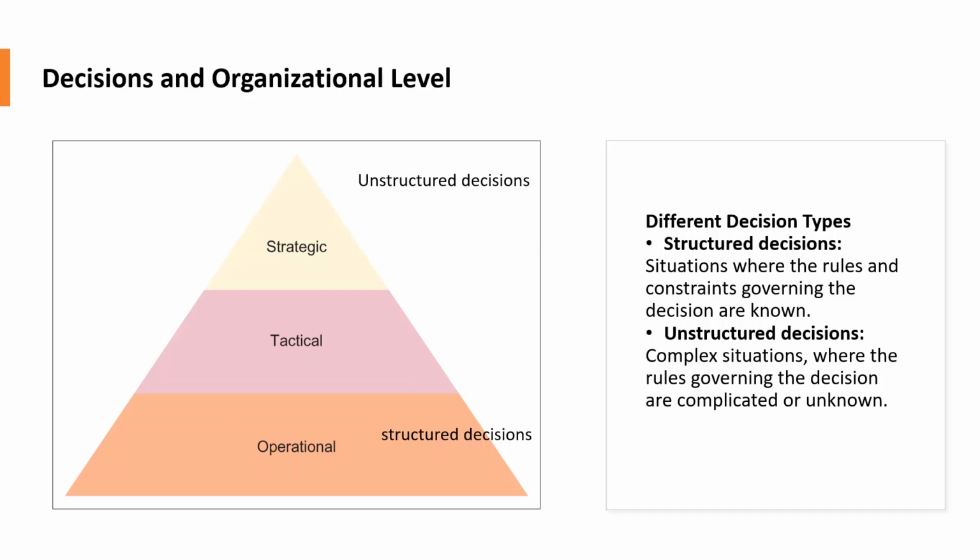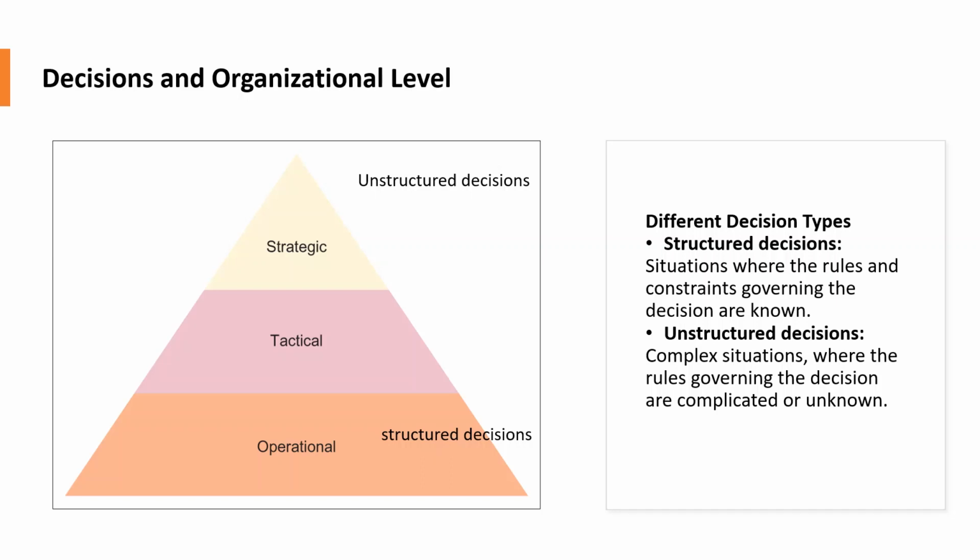So we have the pyramid that describes the various organization levels. You have the strategic level, which is the top level management. You have the tactical level, that is the middle level management of the organization, and the operational level, which you can consider as the lower level. This is where we have employees and people within the organization doing various things and tasks according to their roles.